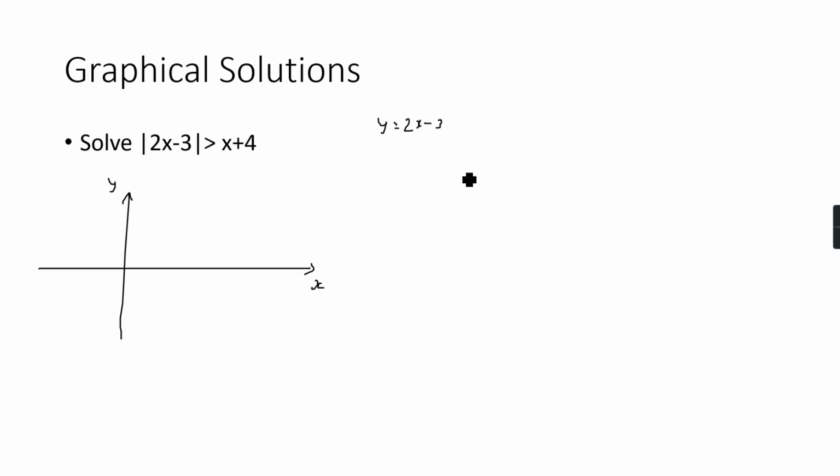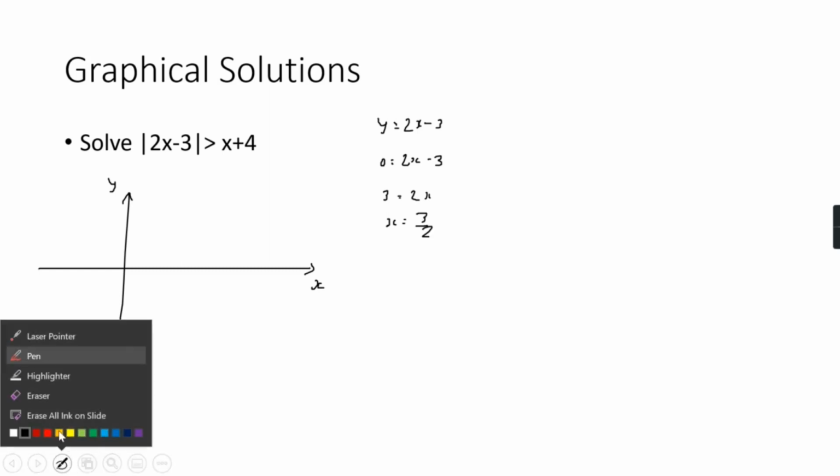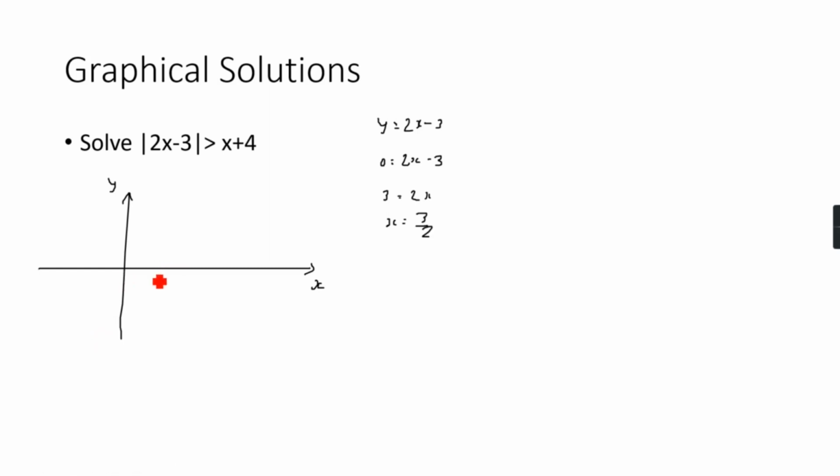Where does it cross on the x-axis though? Well, we can just make y equal to 0. Add 3 to both sides, 3 equals 2x. So x equals 3 over 2. Let's draw that. I'll do it in red. So it crosses at 1.5, 3 over 2, and it looks a bit like this. And we'll cross at positive 3 on the y-axis. I won't label that bit, I'll just label the x-axis.